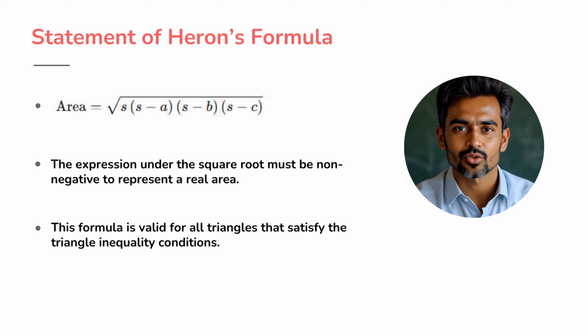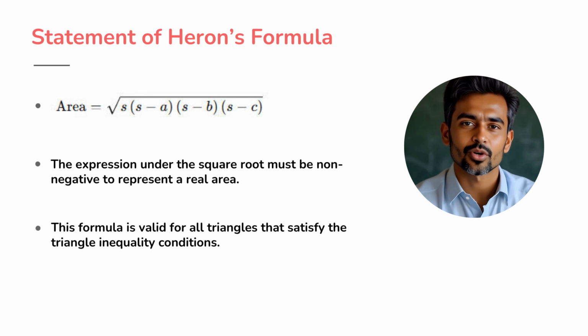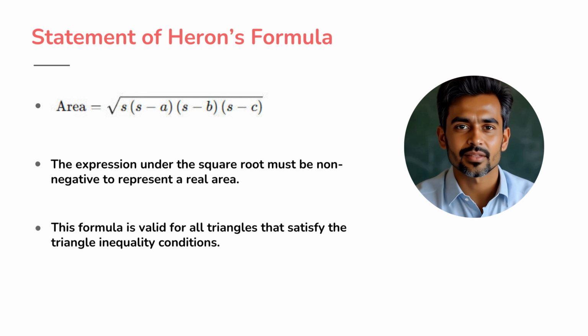Area equals square root of S multiplied by S minus A, multiplied by S minus B, multiplied by S minus C. Keep in mind, the expression inside the square root must be 0 or positive to represent a real, valid area. And of course, this formula works only when the triangle inequality holds true. So this nicely combines everything we discussed: side lengths, semi-perimeter, and the magic of the square root to get the area. Shabash, you're doing great following along.